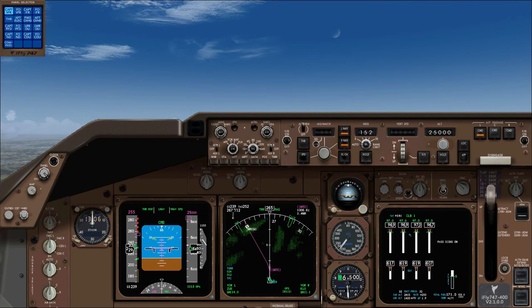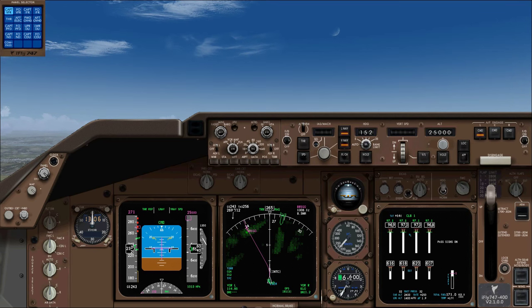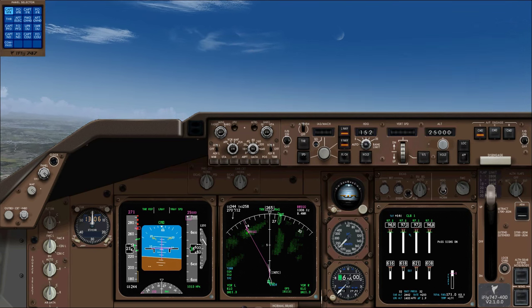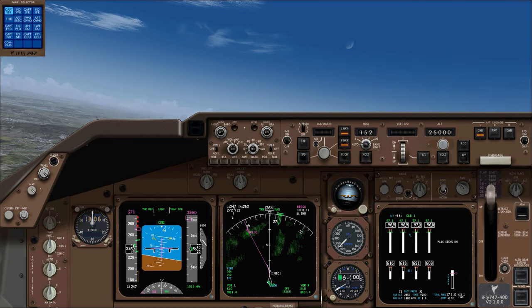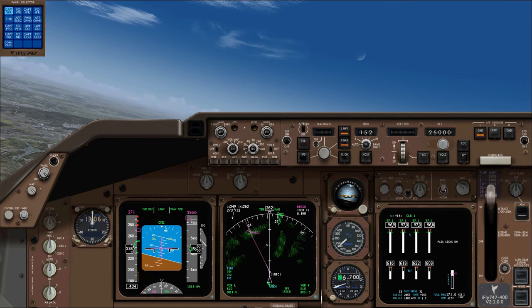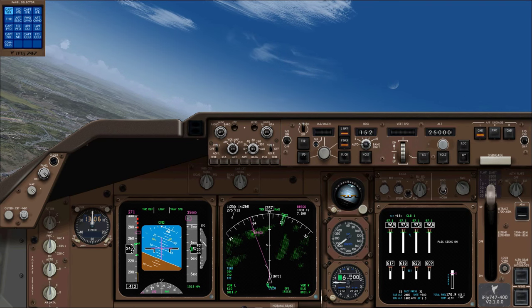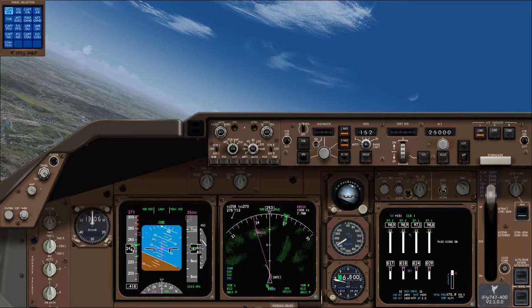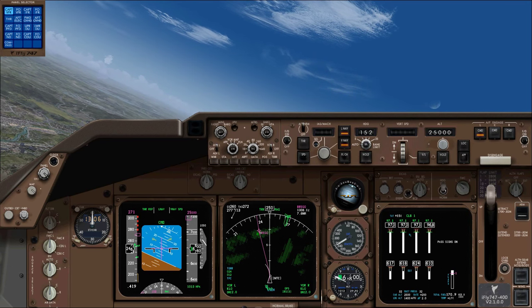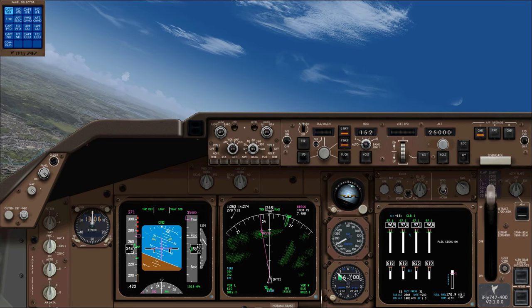We have 350 tons at this moment, so it's not maximum takeoff weight. It's a nice weight, but it's not maximum takeoff weight. Now turning to Brego to the left, passing flaps 1, flaps 1 was selected, and as you can see 271 is the speed we want to keep. 271 is the clean speed for normal operation. We are quite heavy, so our clean speed is quite high.